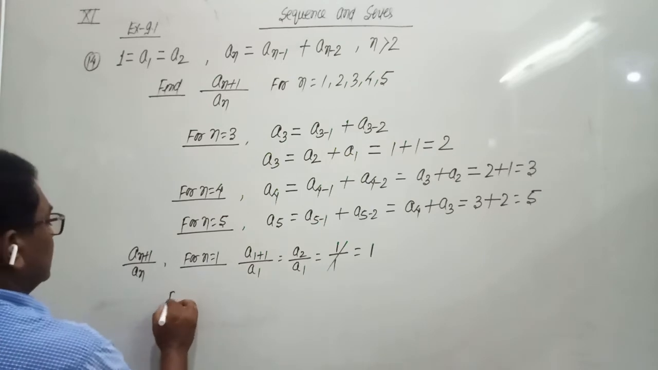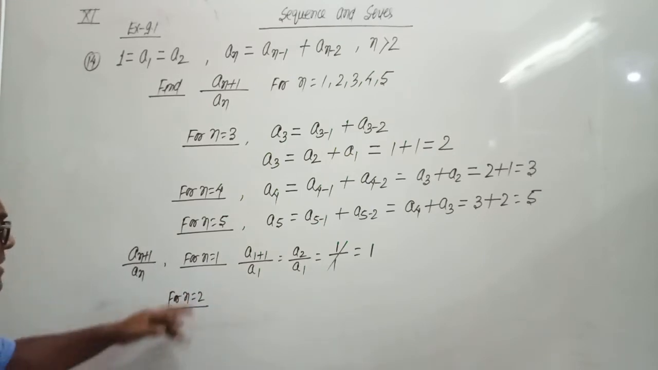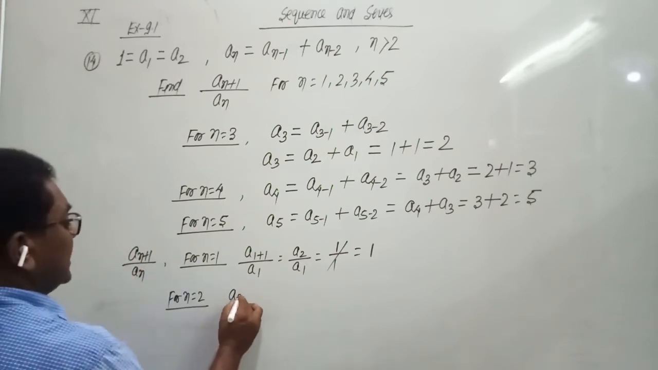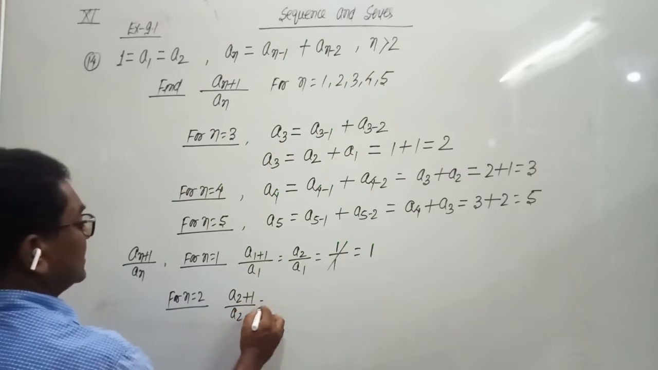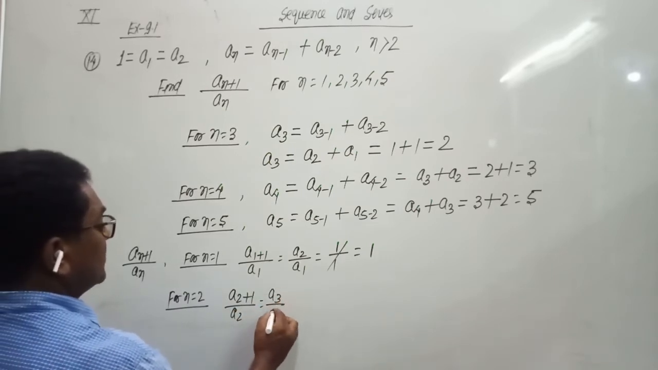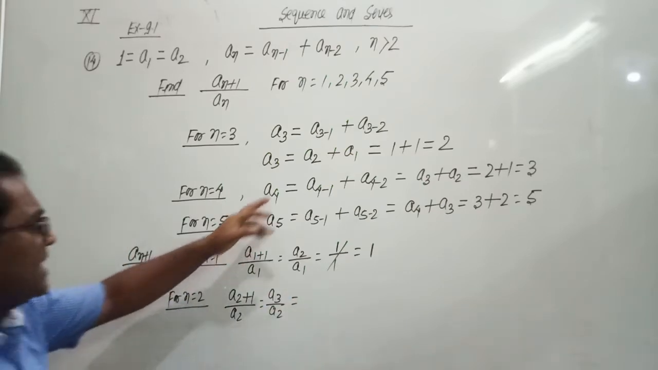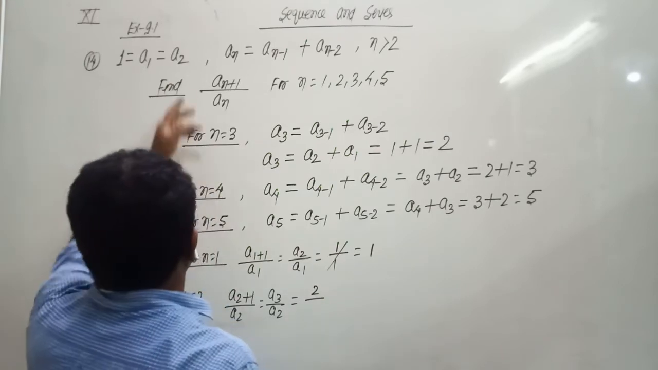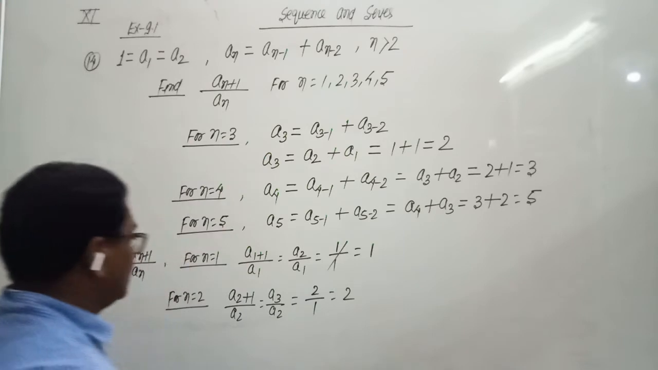Now for n equals to 2. Here we put the value of n equals to 2. So a(2+1) upon a2, that is a3 upon a2. And the value of a3 we have calculated, that is 2. And the value of a2 is already given, 1. So we get the result 2.